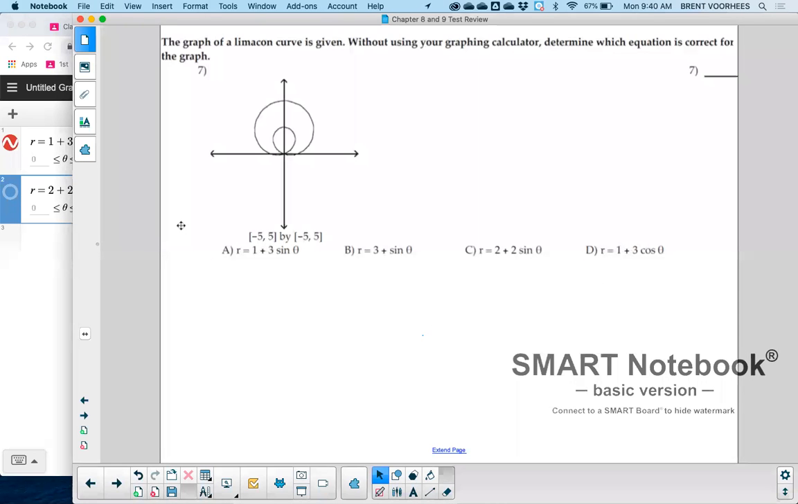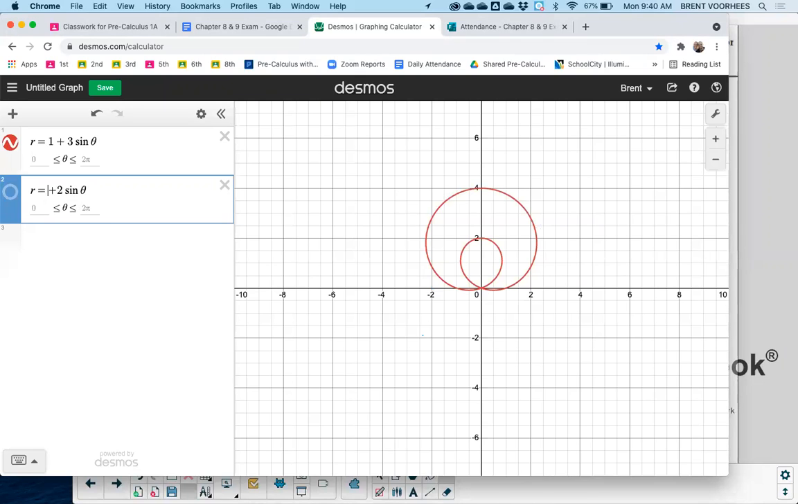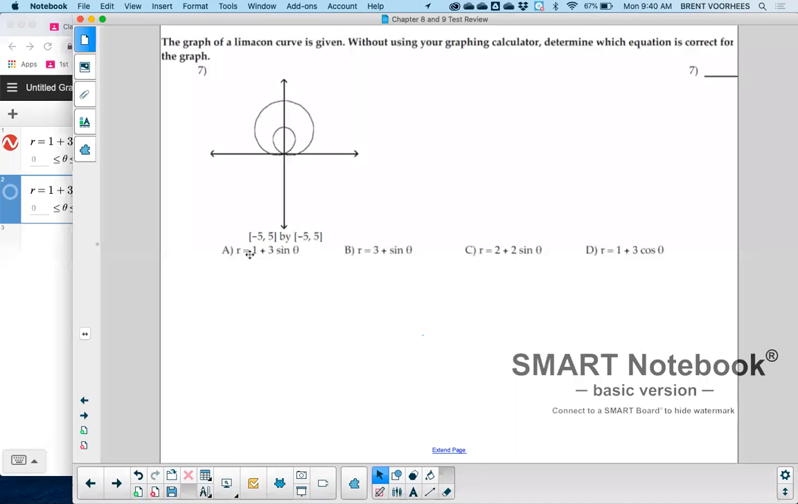And then 1 plus 3 cosine. Graph this one. Oh, it's the correct shape, but it's turned on its side. So that wouldn't be the graph either. The correct answer in this one is, in fact, A.